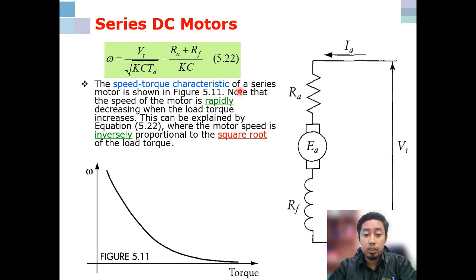According to this, you must note that the speed of the motor rapidly decreases when the load torque increases. So it is an inversely proportional relationship in the speed-torque characteristic. I want all of you to remember that if the final exam question needs you to explain, you must have the capability to explain this characteristic.